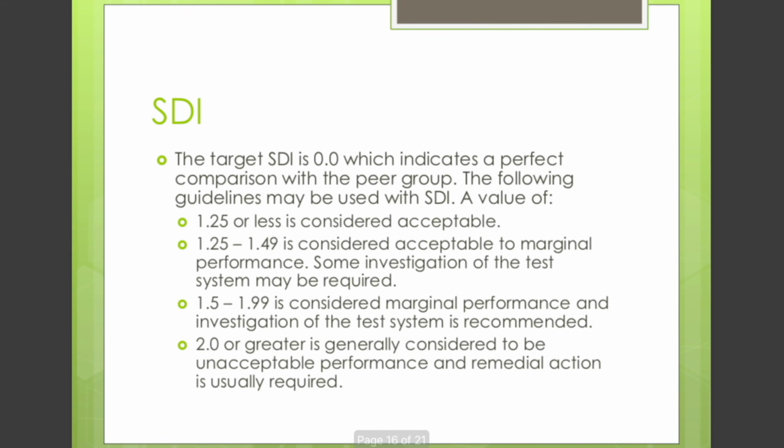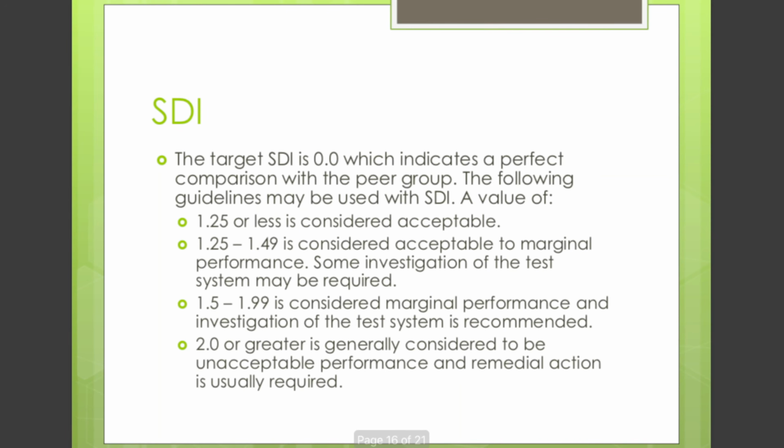The standard deviation target should be 0.0, which indicates a perfect comparison with the peer group. The following guidelines may be used for standard deviation index. A value of 1.25 or less is considered acceptable. 1.25 to 1.49 is considered acceptable to marginal performance.